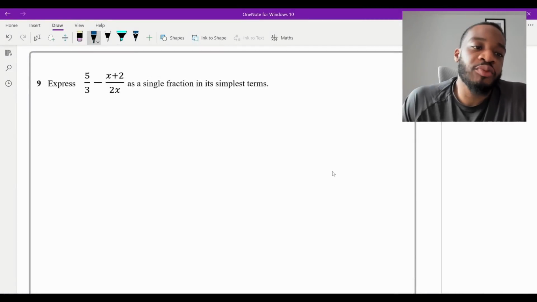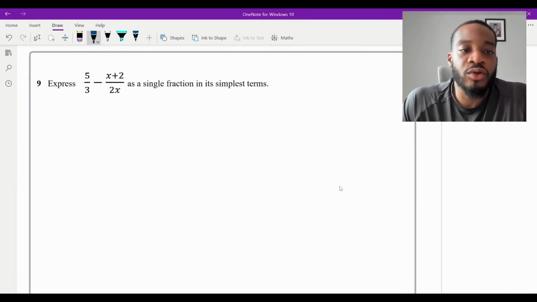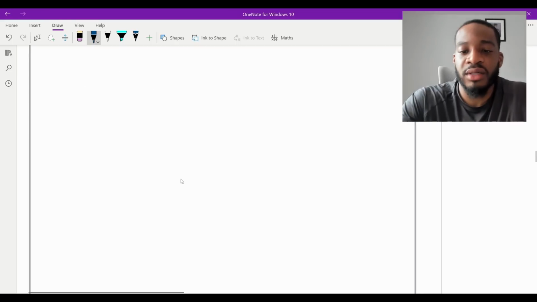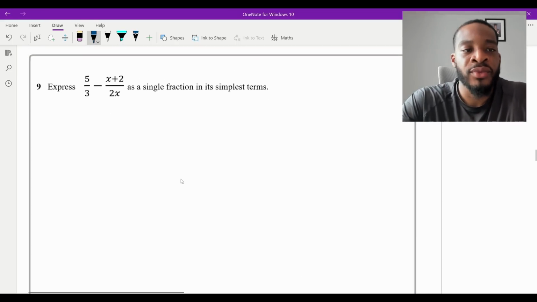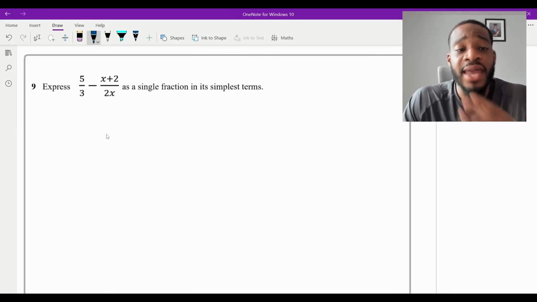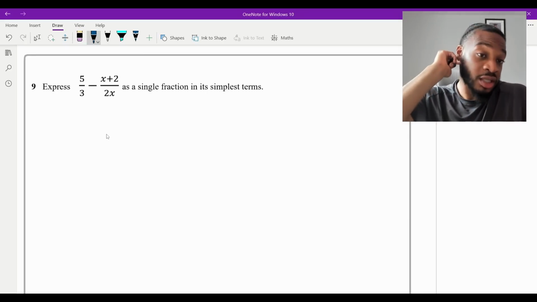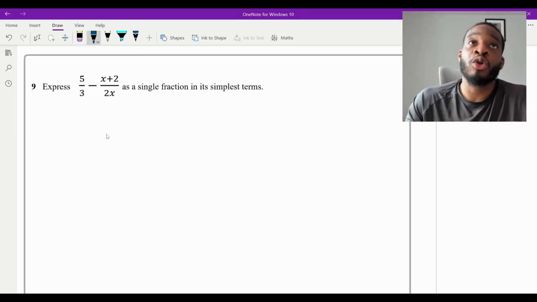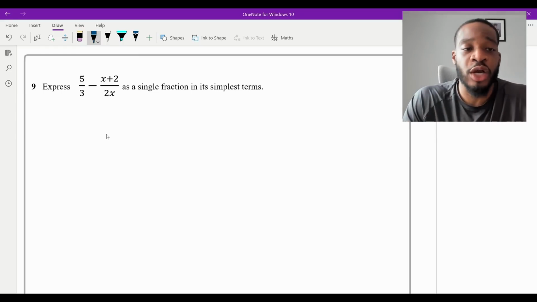Okay, so question 9 says express 5 over 3 minus x plus 2 over 2x as a single fraction in its simplest terms. And this is how many marks? It's 3 marks, okay? So this is an algebraic fractional problem. And whenever you're adding or subtracting algebraic fractions, they work the same way. They have the same logic as if you were to add or subtract normal fractions with normal denominators.